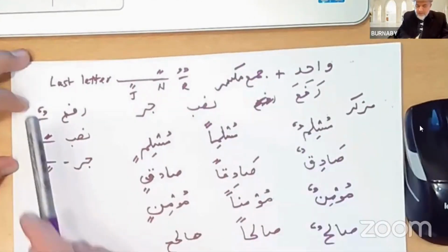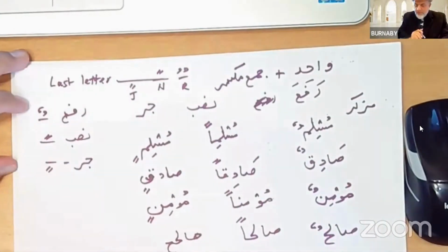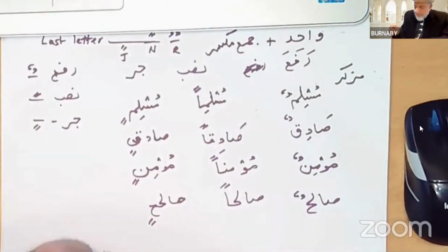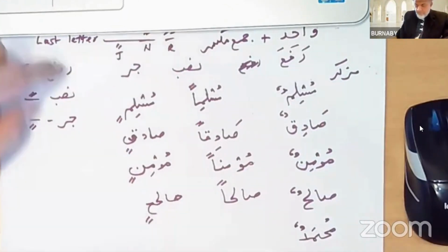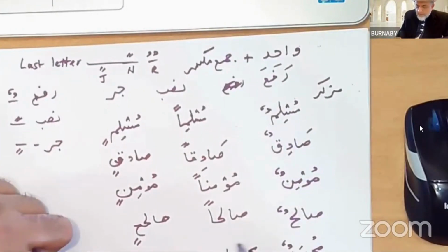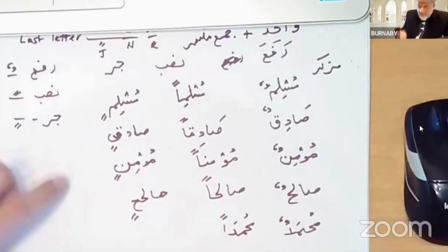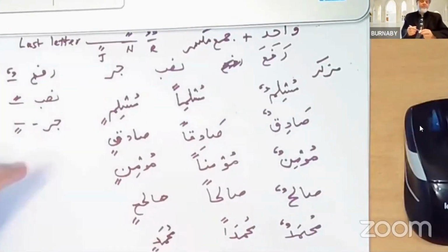If it's Dammatan, it's Rafa. If it's Fatatan, it's Nasab. If it's Kasratan, it's Jar. Agree? Okay. Now let's look at this very interesting thing. If I say Muhammadun, is it Rafa? Yes. Then if I say Muhammadan, is it Nasab? Yes. And it will be Muhammadin. Is it Jar? Yes.